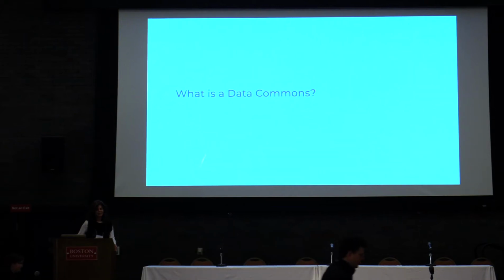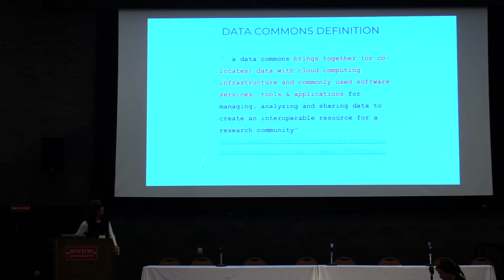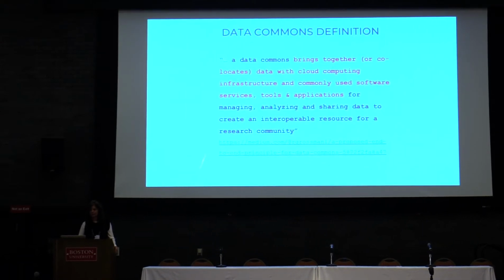So you waited all this time to learn what a data commons is. I'll give you the definition by Robert Grossman from the University of Chicago, who is one of the co-PIs in the NIH Data Commons, where I was also a co-PI, and we worked together on that. A data commons, as he defines it, brings together or collocates data with cloud computing infrastructure and commonly used software services, tools, and applications for managing, analyzing, and sharing data to create an interoperable resource for a research community.